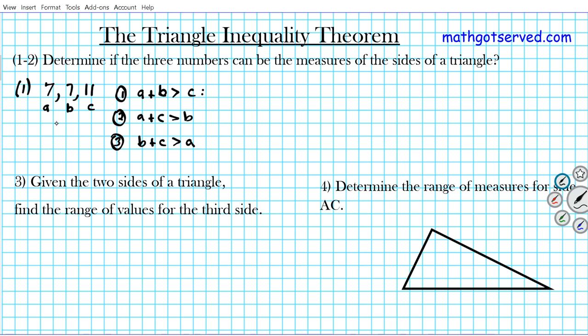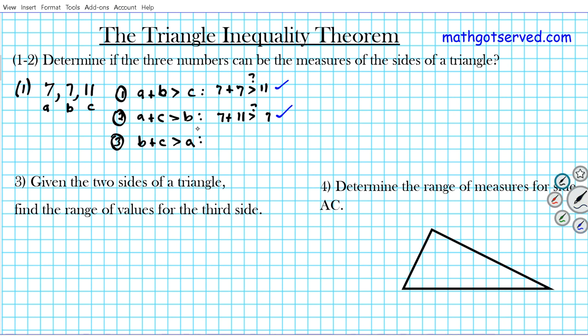So A is 7, B is 7, C is 11. So question, is 7 plus 7 greater than 11? 7 plus 7 is 14, and that's greater than 11. Check, it passes the first test. Move on to the next one. A plus C, 7 plus 11, is it greater than the third side, which is B in this case, 7? 7 plus 11 is 18, and it's definitely bigger than 7. Check. Keep on going, okay?